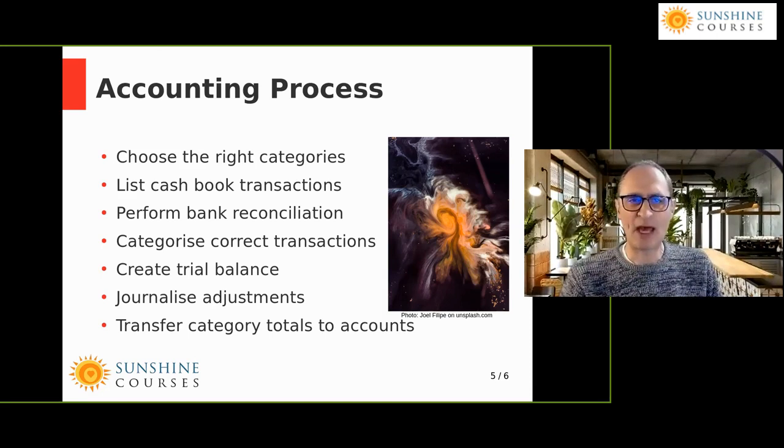Then we actually go ahead and categorize the transactions. Once we know that we've got the right numbers to categorize, we then summarize them. Those flow through to the trial balance. We look at the trial balance to see if there's anything clearly, obviously wrong with the accounts. We examine things that look wrong or feel wrong.